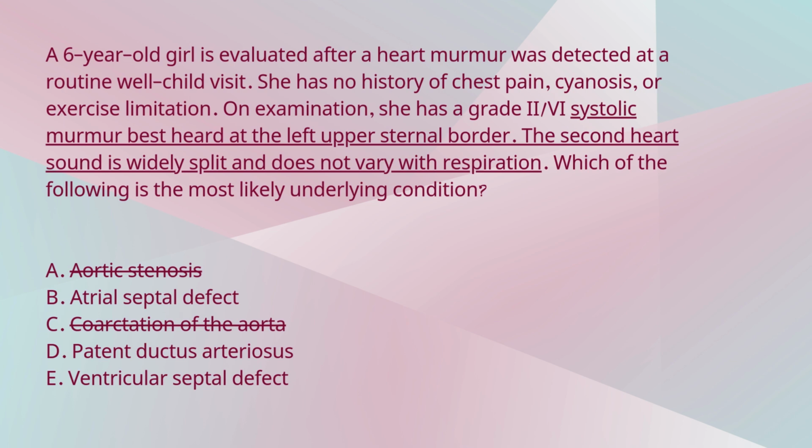Coarctation is not the best answer. This usually presents with hypertension in the upper extremities with diminished femoral pulses, not a fixed S2. PDA, incorrect. This usually has a continuous murmur, not just a systolic murmur. And then VSD is not correct. That's usually a harsh holosystolic murmur at the left lower sternal border.